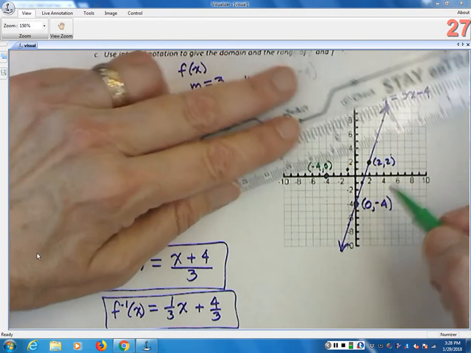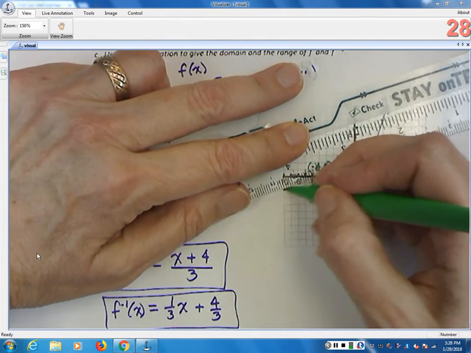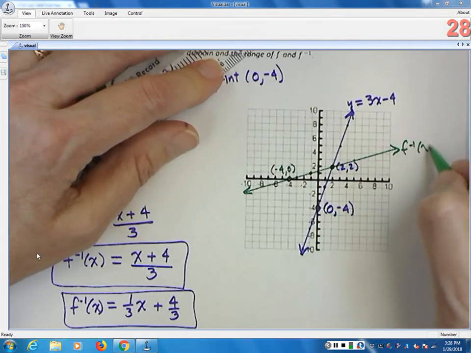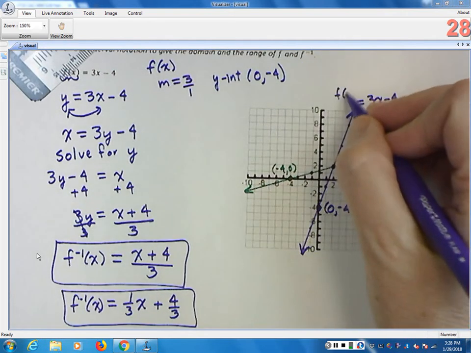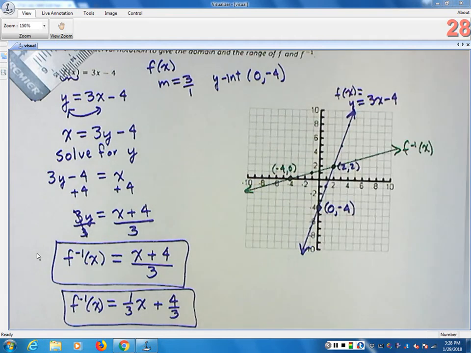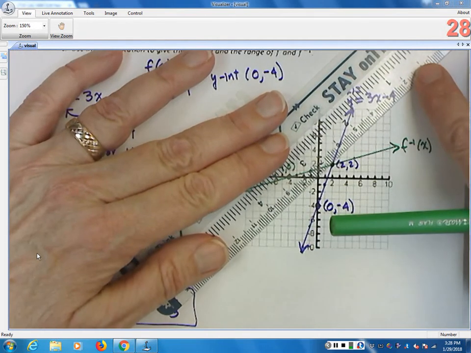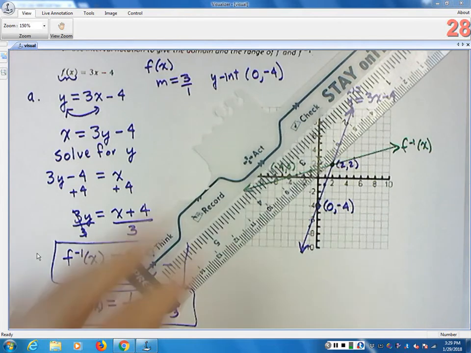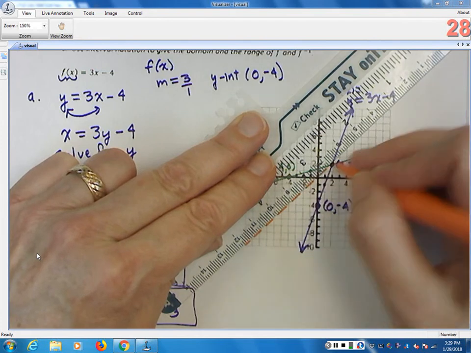But anyway, I've got the rule. There, that looks pretty good. F inverse of x. Oh, and this is f of x. So you want to label your graph, and you can draw the y equals x if you want, but you don't have to draw the y equals x. Oh, orange. Here's y equals x.